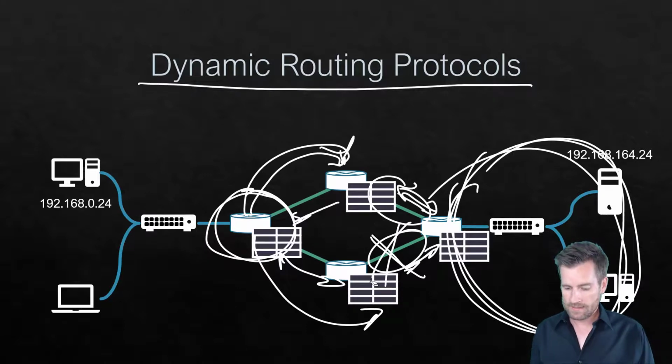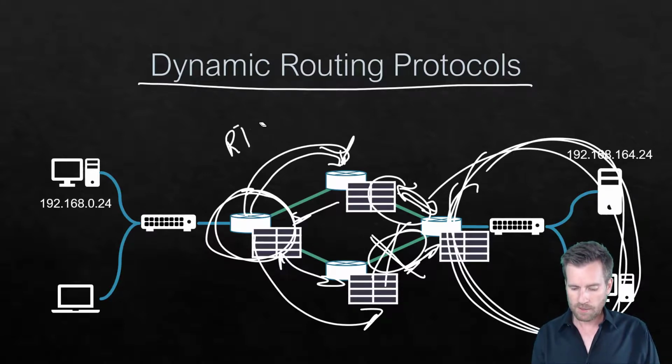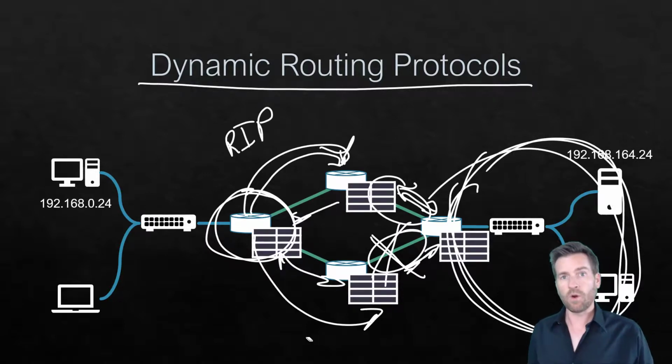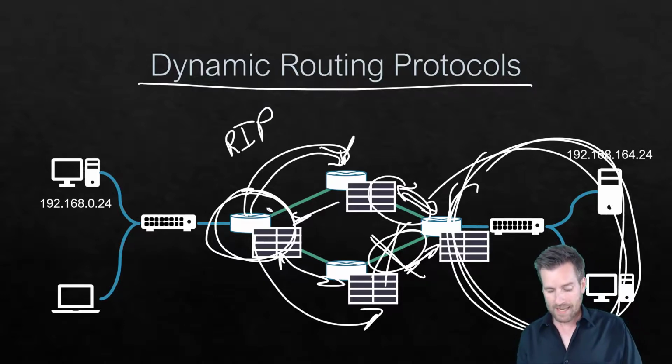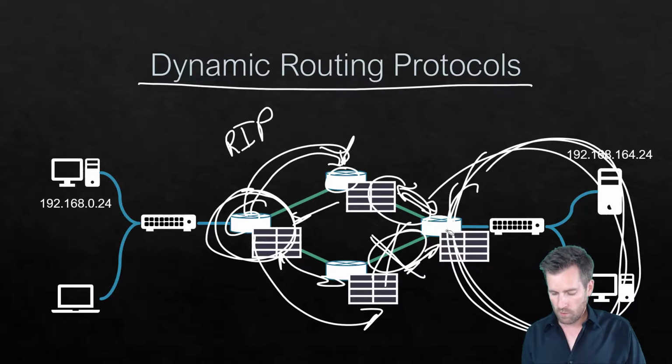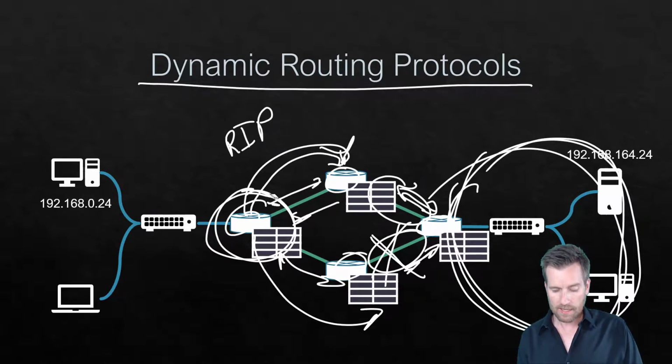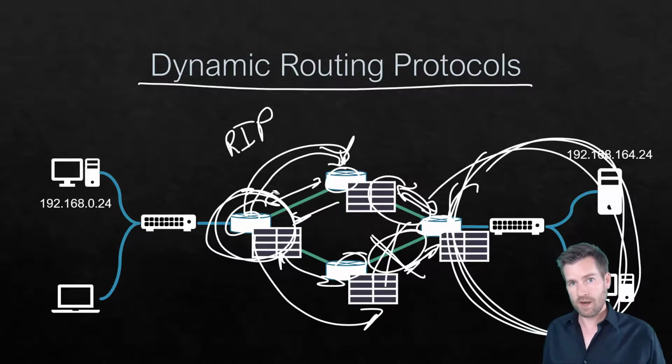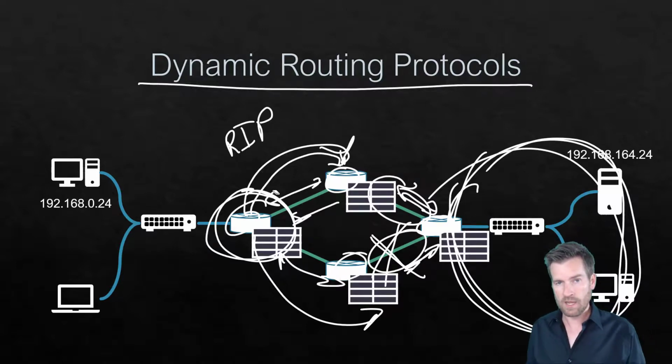Some examples of that might be RIP or OSPF or EIGRP. These are some routing protocols that you would set up on every single router that you would want to participate, and then that would start a communication back and forth between these routers to share these different routes and to share what's on their routing table.